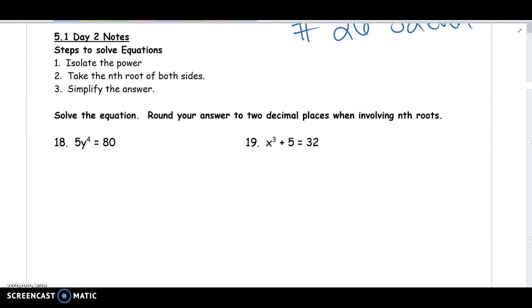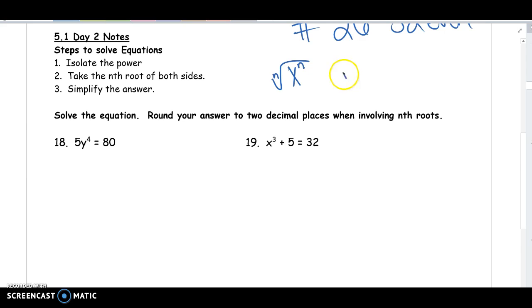Today we are going to solve equations that involve exponents, and so we're going to use what we know about third roots, fourth roots, fifth roots, whatever, to get rid of the exponent of 3 or 4 or whatever. So keep in mind, if you have something like x to the n, to undo x to the n, you would take the nth root.